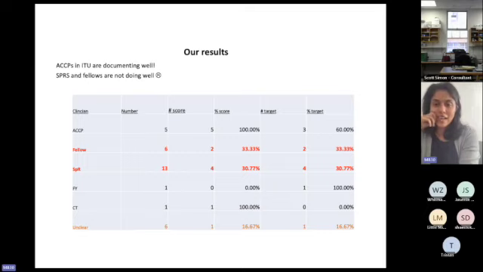So looking at the data and the spread of data, our conclusion is that SPRs and fellows are not doing so well with the documentation. Looking at ACCPs, they were managing to document the current score and target score 60% of the time. So they're doing really much better at documenting these particular parameters, and we have had to think about why that might be and what we can do to improve our own documentation as doctors.